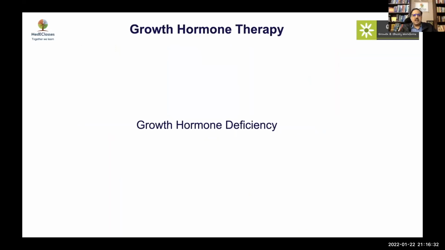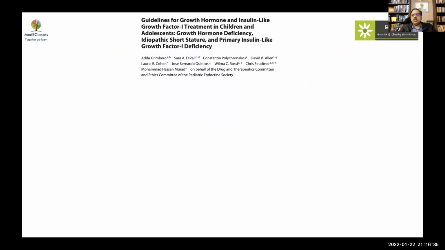Now, coming to the main indication, growth hormone deficiency, we will mainly be using the growth hormone guidelines published by the Pediatric Endocrine Society. They're very, very clear. The most important thing is that auxology, the height, is the major criterion which decides whether you have growth hormone deficiency, whether you will need growth hormone or not.